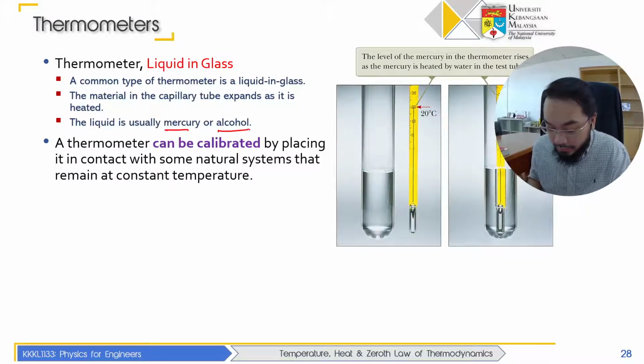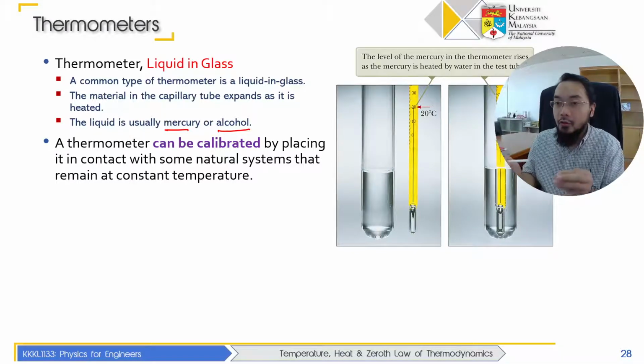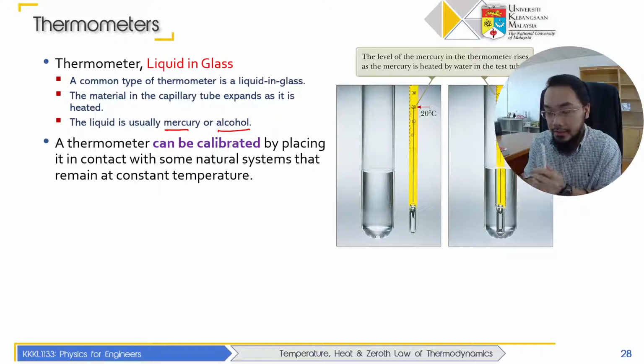A thermometer can be calibrated by placing it in contact with some natural system that remains at constant temperature. We know that the expansion of a solid or liquid and its contraction is the direct result of changing temperature. But how can we know what temperature correlates to what amount of shrinking, or what the scaling of the expansion is? That is when we have to calibrate, to know what temperature it actually is.